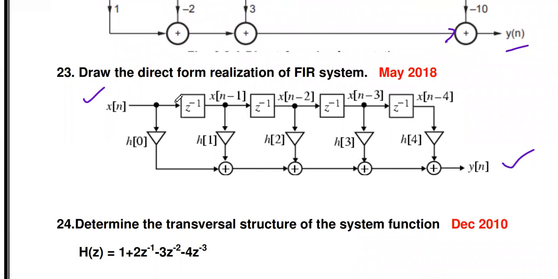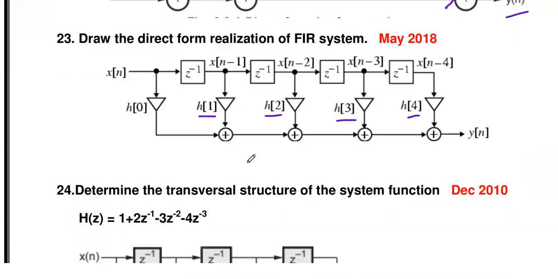So in that is Z inverse. It is a delay. Z inverse, Z inverse, Z inverse, Z inverse. This is the multiplier. For a multiplier we may simply use an arrow or otherwise a small triangle. This is the multiplier with the coefficient h of 0. This is the multiplier with the coefficient h of 1, h of 2, h of 3, h of 4. And this is the adder. So this is the direct form realization or transversal realization of FIR system. This is one of the 2-mark questions generally.